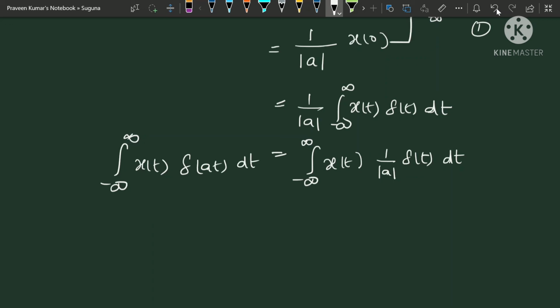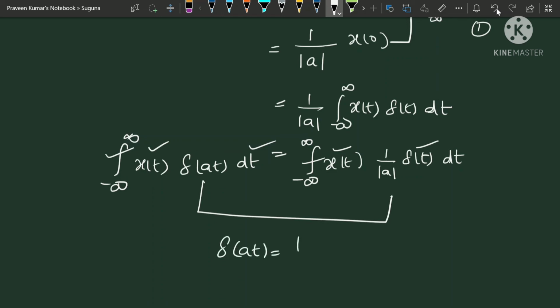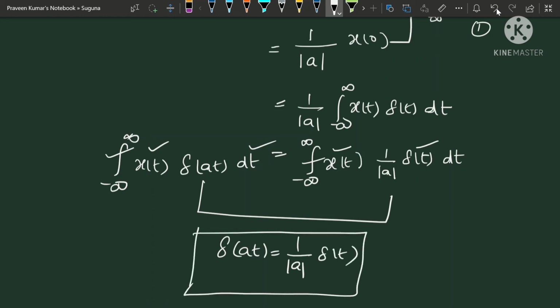So compare both sides. x of t is there, x of t is there, dt and dt, and the integration is also the same. And what is delta of at? Delta of at is equal to 1 by modulus of a delta of t. We got this expression, right? So hence proved. Understood?